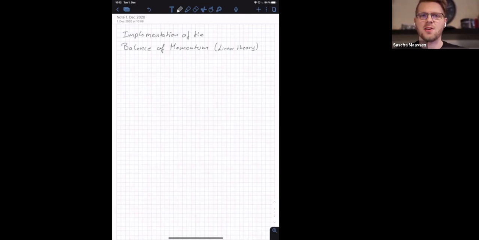Today we are going to talk about the balance of momentum and its specific implementation into a finite element program. We rely on the notation that we used in previous courses. We will only go through this in a broad sense, so we're not going into the details of how to derive, for example, a weak form.